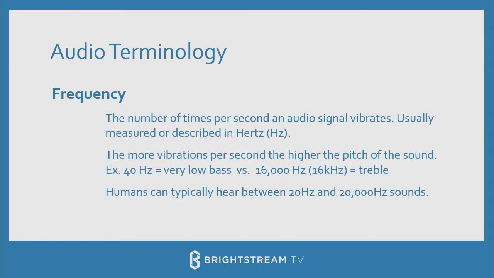Now, humans typically, the average human can hear between 20 hertz, and that's at the low end, and 20,000 hertz or 20 kilohertz, and that's closer to the high end. Now, some younger folks, when we're in our teens and maybe a little earlier, we can actually hear a little bit higher range than that, but for the most part, that is an average there, between 20 hertz and 20,000 hertz.